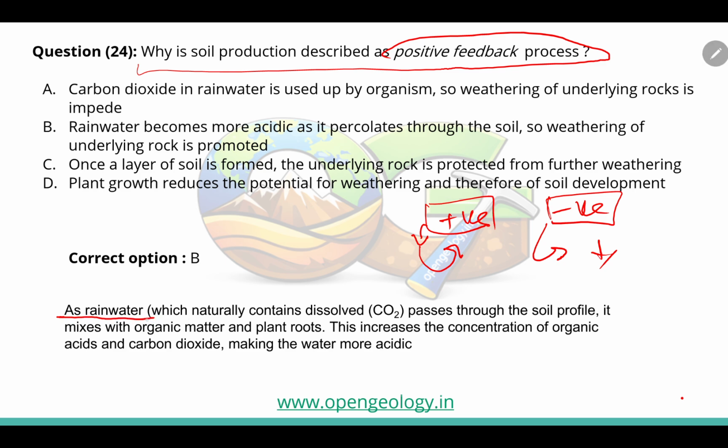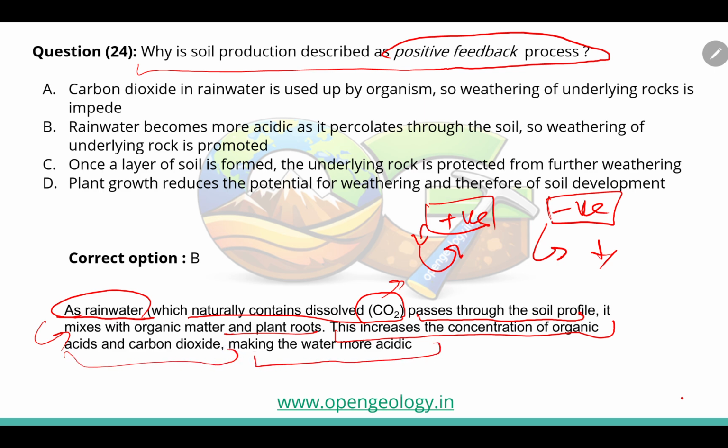So what happens is the rainfall will happen. The rainfall contains dissolved carbon dioxide. It will pass through the soil profile and mix with the organic matter and plant roots. Now this will further increase the concentration of organic acid and carbon dioxide. This will make the water more acidic. And as water becomes more acidic, it will create more carbon dioxide and more acid, and more plantation will happen, and more soil production will happen. This is why we call it positive feedback. So the correct option will be option number B.